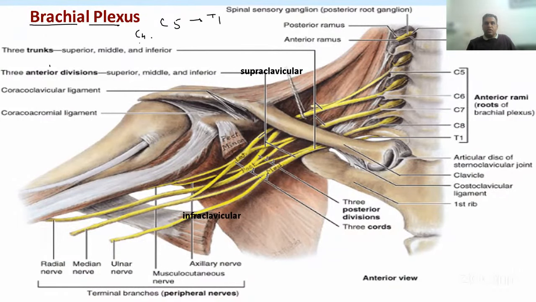Though C4 can contribute, T2 can also contribute. If C4 contributes, we call it prefixed. If T2 contributes, we call it postfixed.